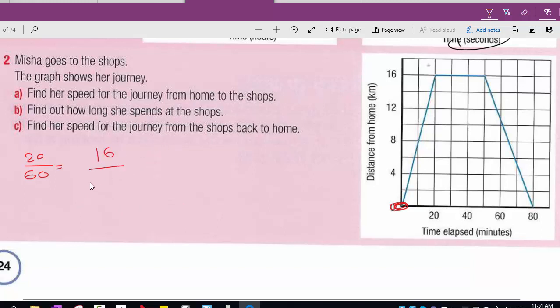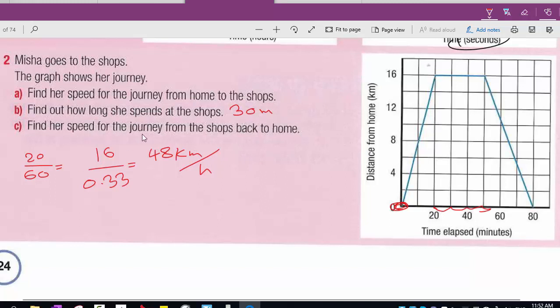16 divided by 0.33 is equal to 48 kilometers per hour. Her speed from home to shops is 48 kilometers per hour. Find out how long she spends at the shops. How long is just about time. We can use only this horizontal axis. So from 10, 20, it's going by 10, 30, 40, 50. Yeah, she spent 30 minutes there.